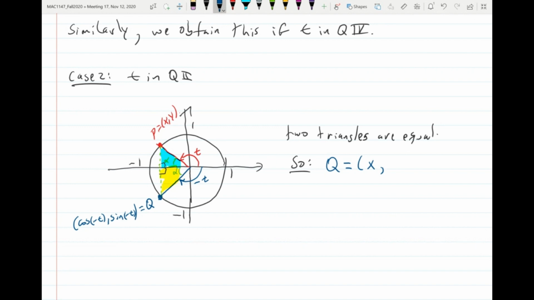By equality of triangles, this Y value here in absolute value is the same as this Y value here. So if we have Y on top, then we're going to have negative Y in the bottom. Very good. Do you guys understand this? That this is the value of Q? These are the coordinates of Q? Yes or no?